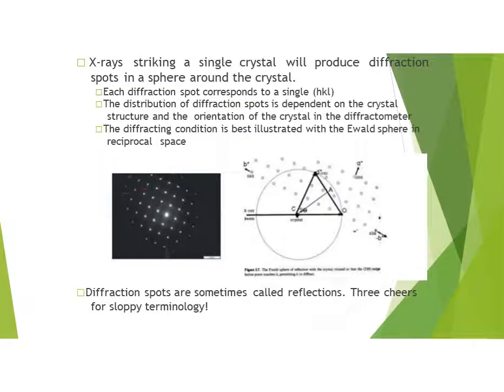Here we will discuss how the patterns of single crystals are produced. Each diffraction spot corresponds to a single crystal. The distribution of diffraction spots is dependent on the crystal structure and the orientation of the crystal in the diffractometer. The diffracting condition is best illustrated with the Ewald sphere in reciprocal space that is shown in the diagram. Diffraction spots are sometimes called reflections.